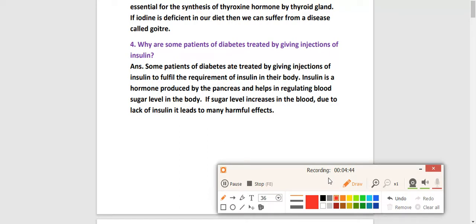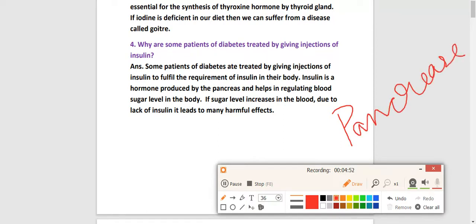So what happens? Insulin is one of the hormones which is secreted by the pancreas in our body. The pancreas secretes insulin hormone in our body. And what is the function of this insulin? It regulates the blood sugar level in the body, right? In our blood, sugar is also present. So that blood sugar level will be regulated by a hormone called insulin.